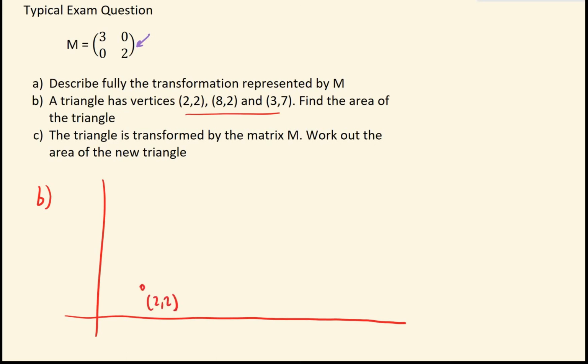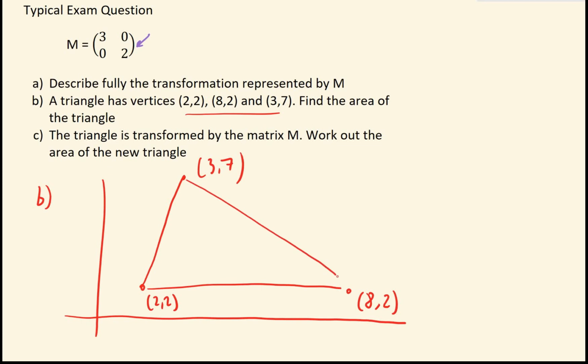So 2, 2 will be here. 8, 2 is going to be along that same line. It's still 2 squares up. And we've then got 3, 7, so 3 squares along and 7 squares up. Now this is a nice triangle because I can work out the base and height really easily. The base will be from here to here, and the height will be from here to here. So the base going across from 2 to 8 will equal 6. The height, I go up from 2 up to 7, so my height is 5. So therefore the area is going to be half of 6 times 5, which is 15.